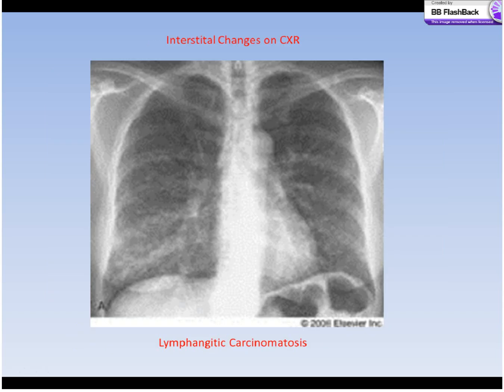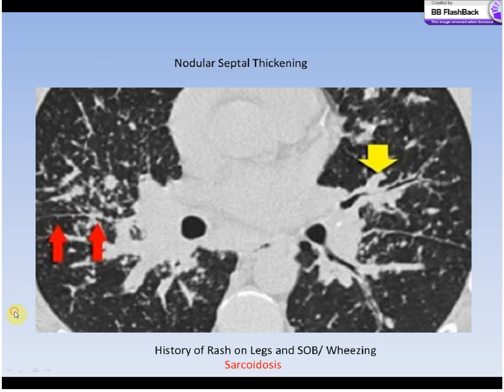When you look at the X-ray, lymphangitic carcinomatosis, or more specifically, smooth septal thickening, looks very reticular. Increased lung markings, both sides. However, if you look at this CT scan, where the red arrows are, it's quite evident that along the fissure, the septa here, there are lots of little nodules. You get that impression everywhere, actually, along here as well. Nodular septal thickening. And this patient had a history of rash on their legs, shortness of breath, and wheezing, all consistent with sarcoidosis.